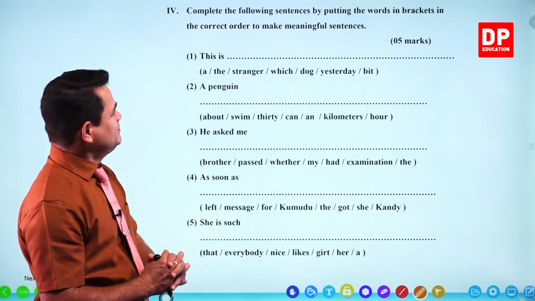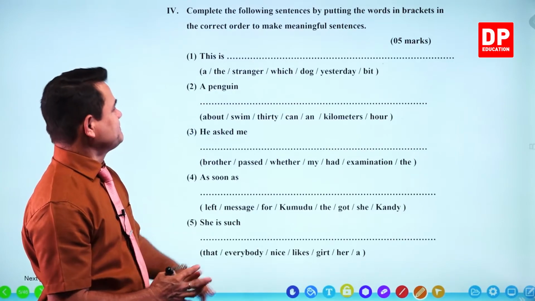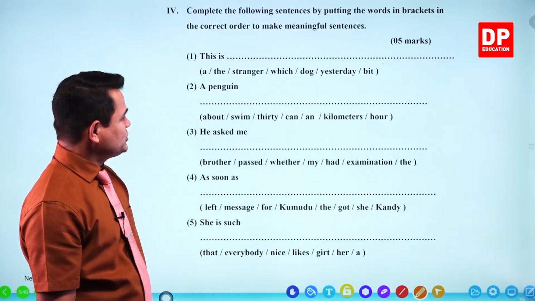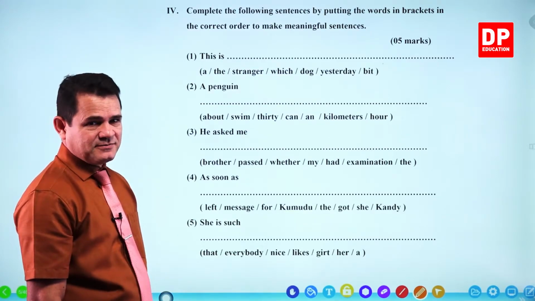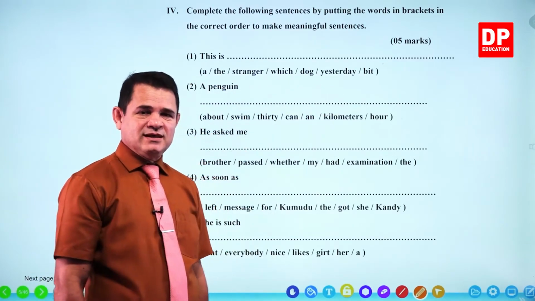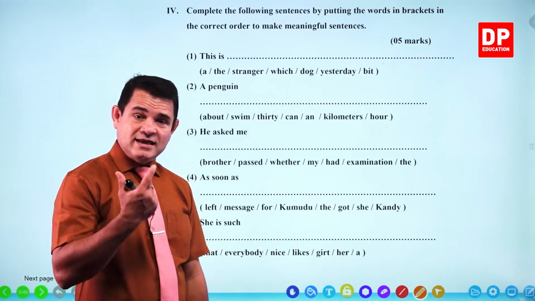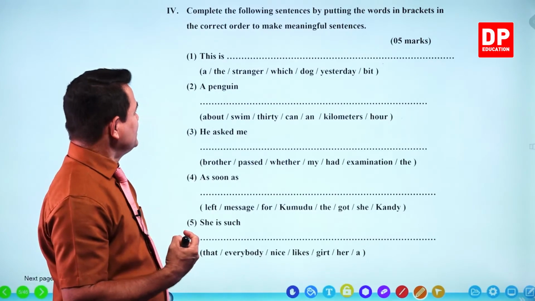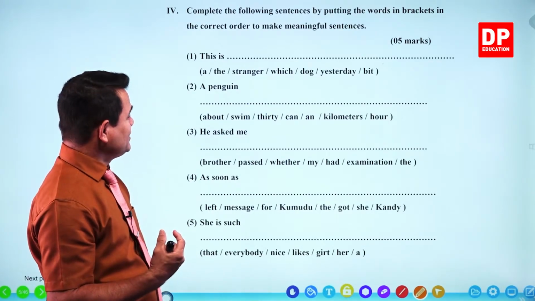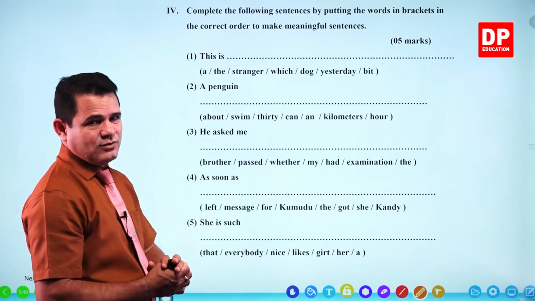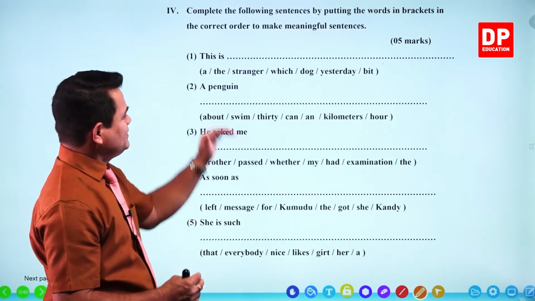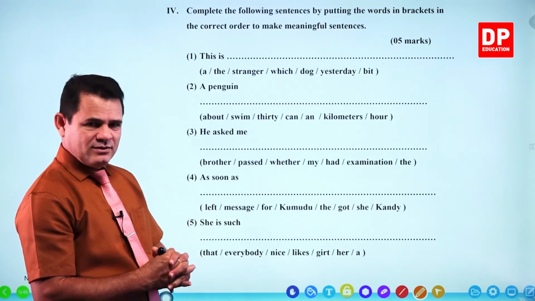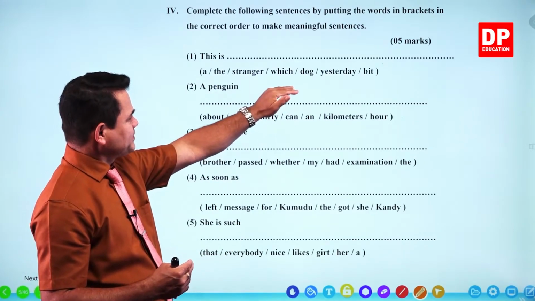Let's look at this one: this is the stranger which dog yesterday bit. Then, to get the meaning of these words, let's construct the sentence. We can say this is the stranger, or this is the dog. This is the dog, and then we look at the remaining words.